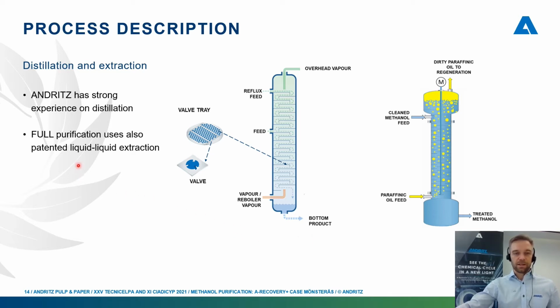But then in this full purification process, we also use this kind of novel liquid-liquid extraction where we use paraffinic oil to extract some difficult impurities away from the methanol. And this paraffinic oil is regenerated so that it can be circulated again and again in the process.